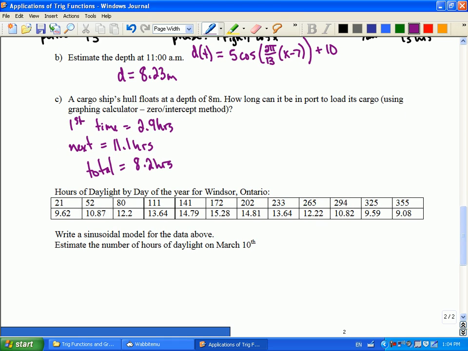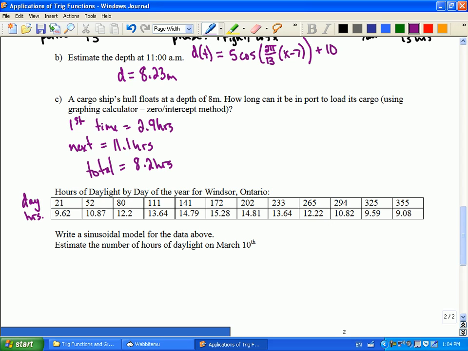So this one I'm going to have you try and run on your own for a bit, and then I'll review it for you, but I'm going to give you some time to work ahead here. So this time you're looking at hours of daylight, and these are the days of the year. So this is the day, and this is hours. So your job is to try and come up with a model here.